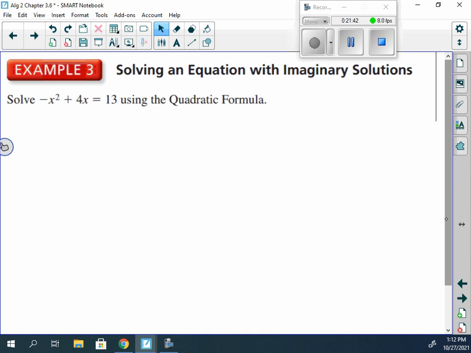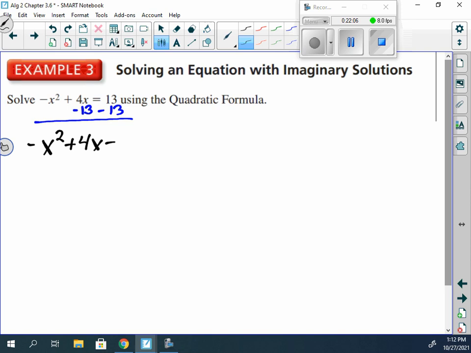Let's do one last one. This one here. Now again, we need this equal to what? 0, so we can subtract 13 from both sides, which will tell me that negative x squared plus 4x minus 13 is equal to 0.